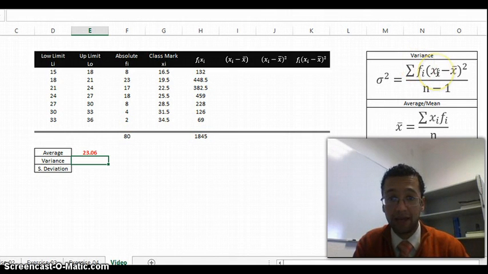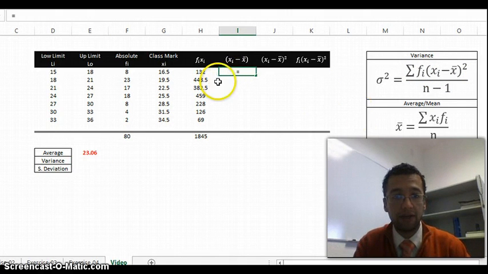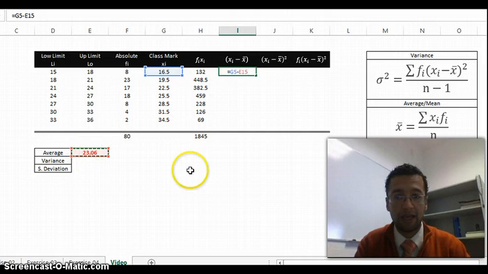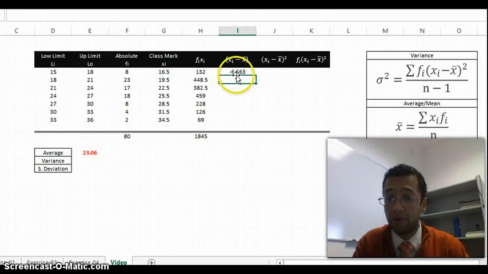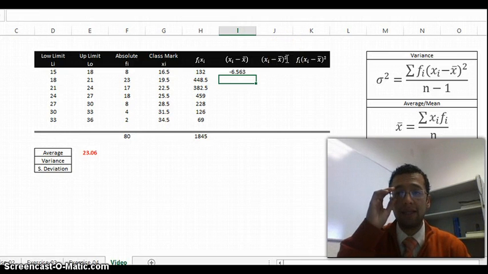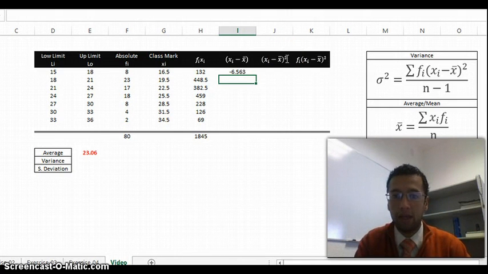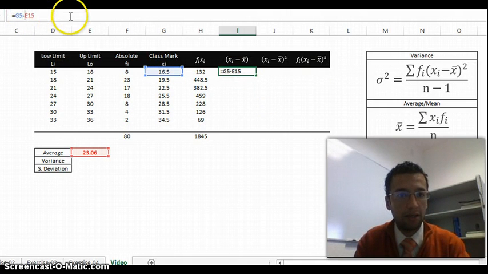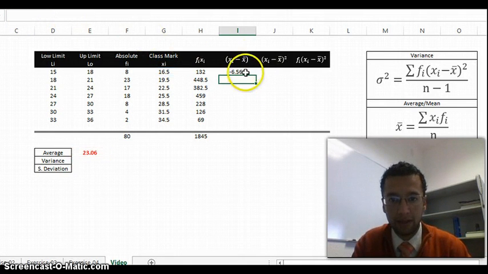Now we have to subtract the class mark minus the average as a constant. So the first value is 16.5 minus this average. And don't worry about this sign. Why? Because it says here you have to make it to the square, so it means that the negative sign is going to go away. To make it a constant, here we can add these signs, and we get it.